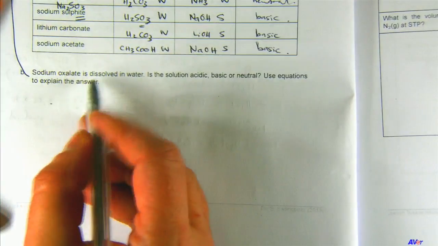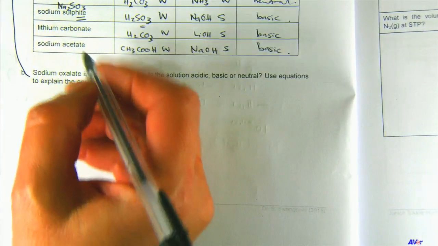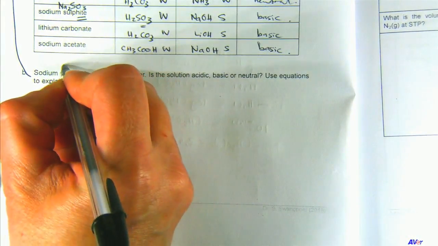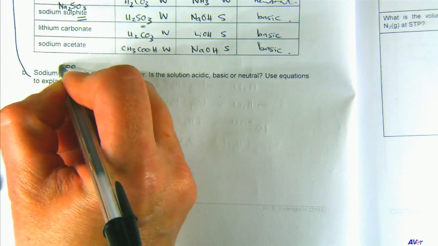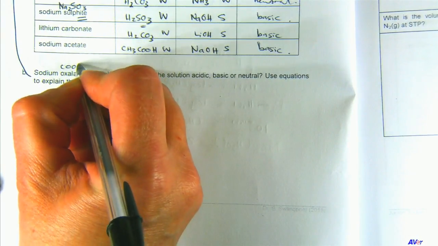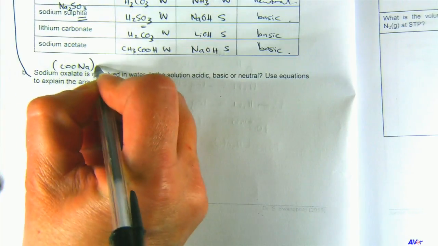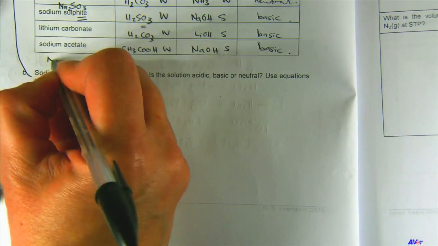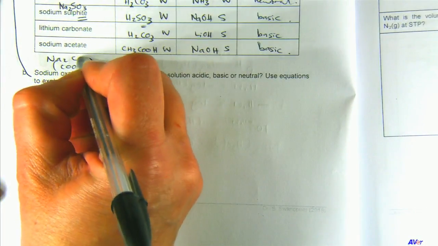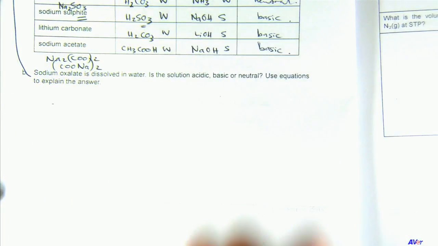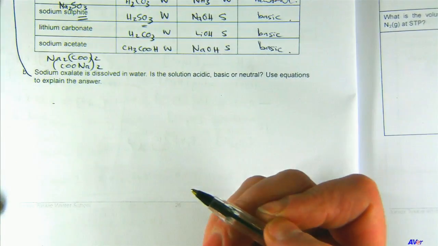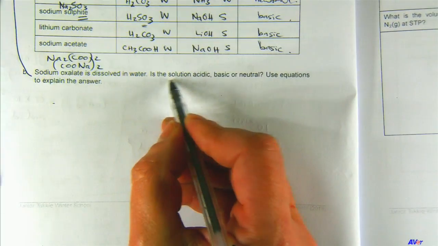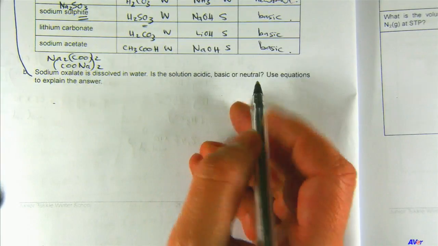Sodium oxalate. What does sodium oxalate look like? Oxalate, COO 2 minus, or you can put the sodium in there, 2, right. Sodium oxalate, or you can put the sodium in front. They will take that as correct as well. Right. Dissolved in water. And now they want to know, is it acidic, basic, or neutral?